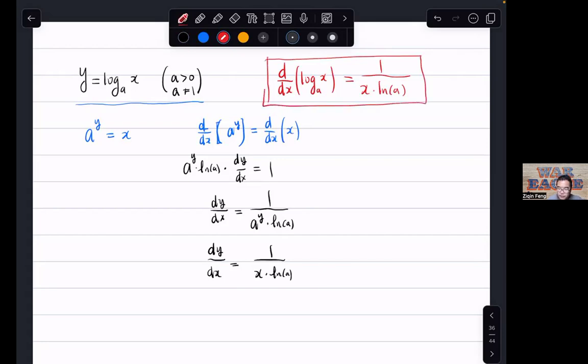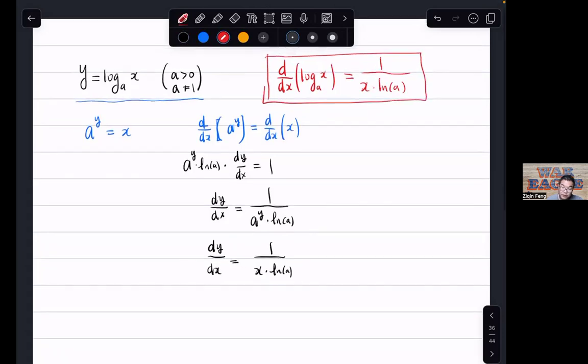Okay. So if you make a to be e, right, then you get d over dx of natural log of x, because when a is e, log base a is just natural log. So this is equal to 1 over x because natural log of e is 1. So this is an even more important formula we have, right?